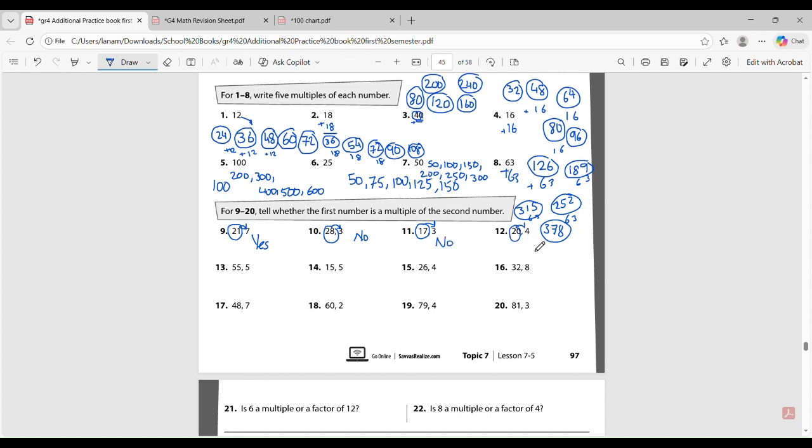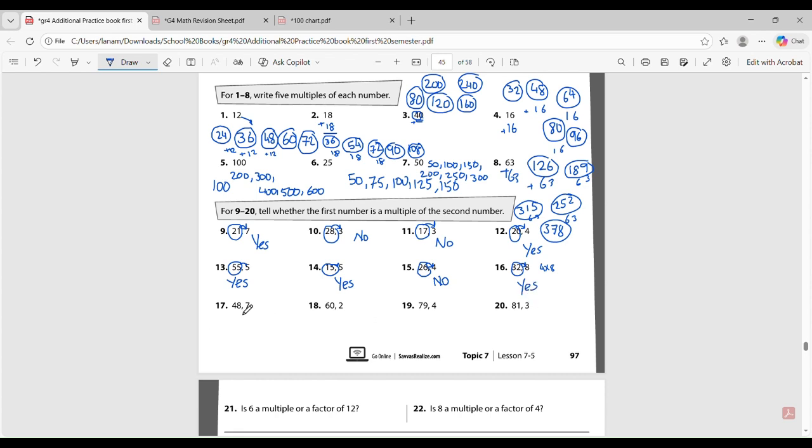20, is it a multiple of 4? Yes, because 4 times 5 equals 20. 55, is it a multiple of 5? Yes, because 5 times 11 equals 55. Is 15 a multiple of 5? Yes, because 5 times 3 equals 15. Is 26 a multiple of 4? If I skip count by 4, I'm not going to get 26, so no. Is 32 a multiple of 8? Yes, because 8 times 4 equals 32, so yes.